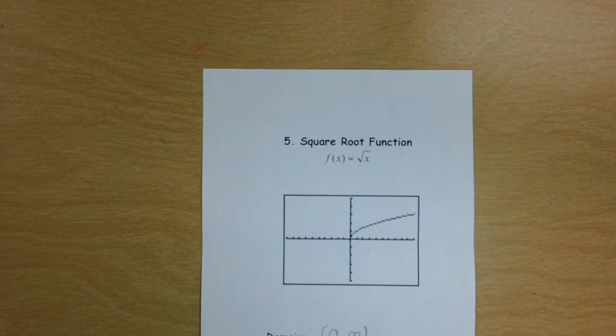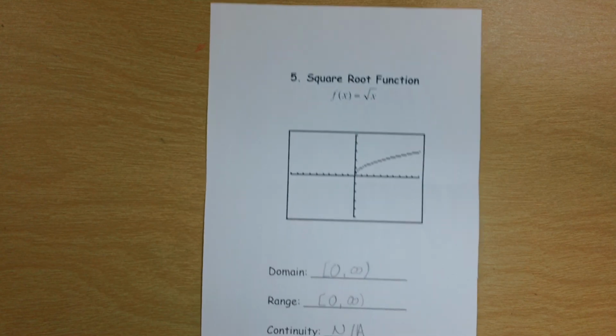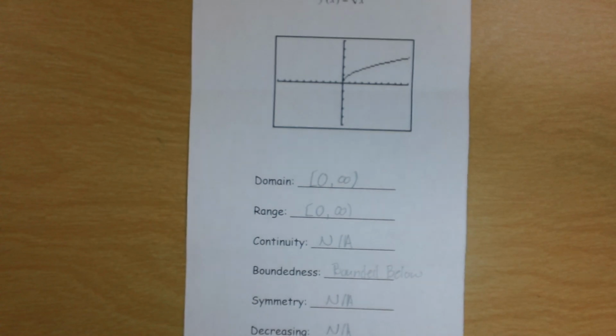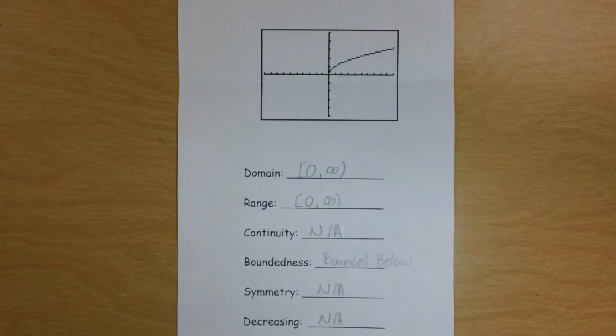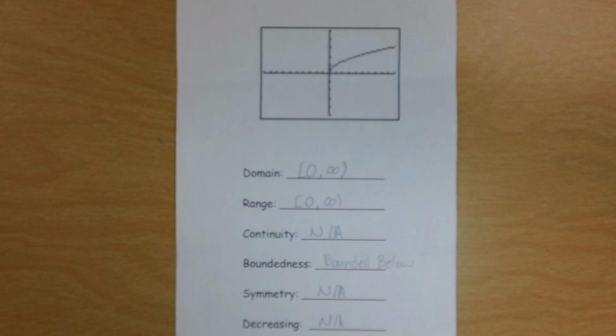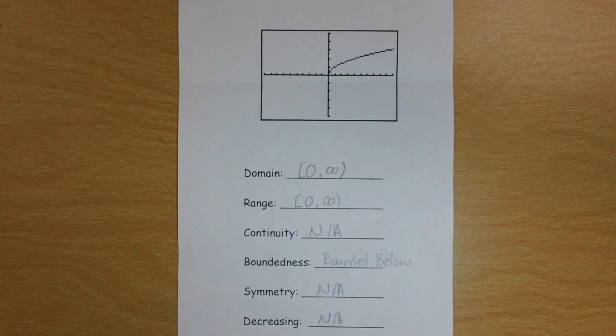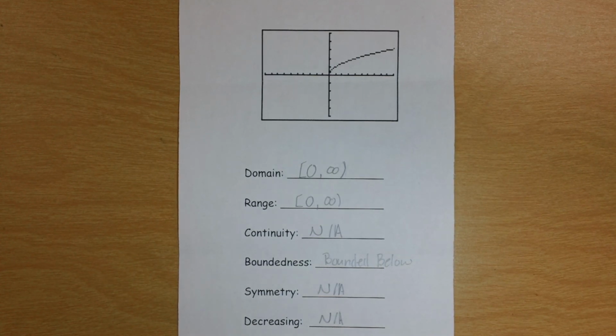Okay. We have a square root function. The domain and range of a square root function are all real numbers greater than or equal to 0, and there is no discontinuity. A square root function is bounded below. There's no symmetry, even or odd, and it doesn't decrease. The graph is increasing on 0, infinity. There are no asymptotes.